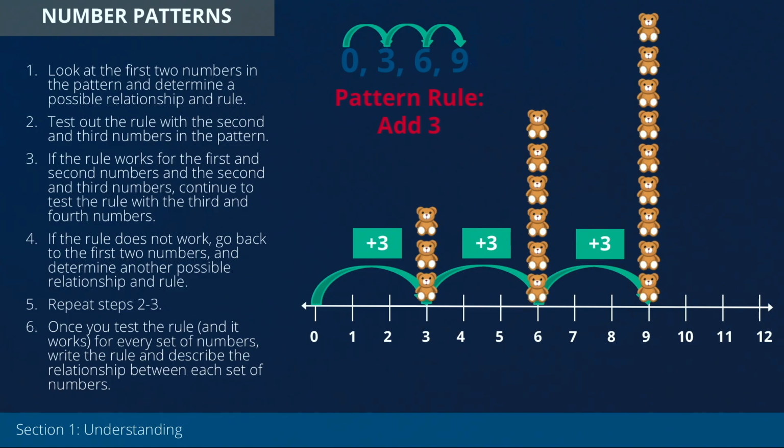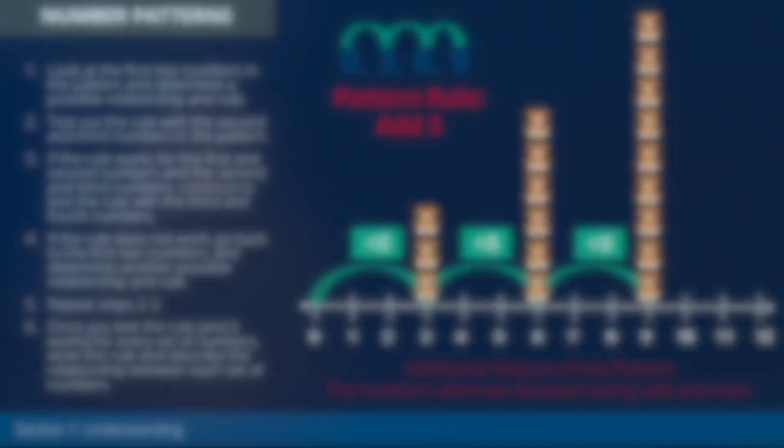And then I might look to see if I see any other patterns. Do you see any other patterns here? Well, one thing that I see about this pattern is that the numbers alternate between being odd and even. So for example, 0 is even, 3 is odd, 6 is even, 9 is odd. What do I think is going to happen next? I'm going to guess we'll have an even number.